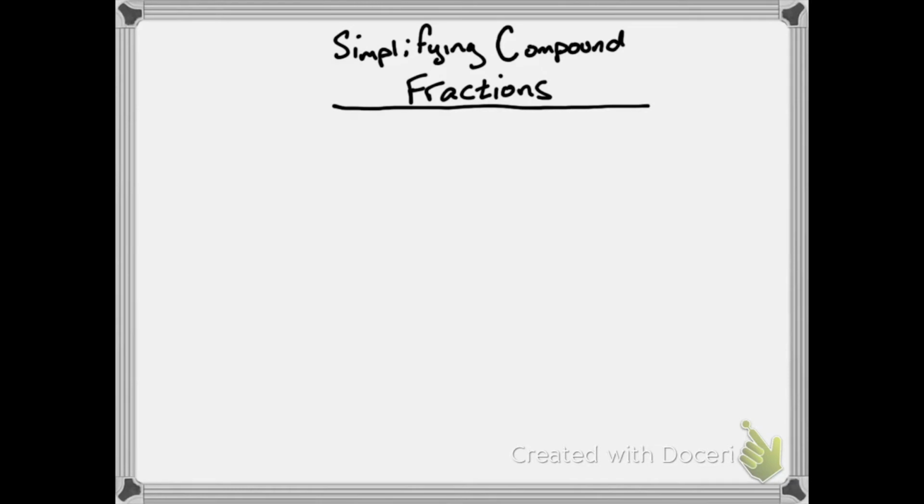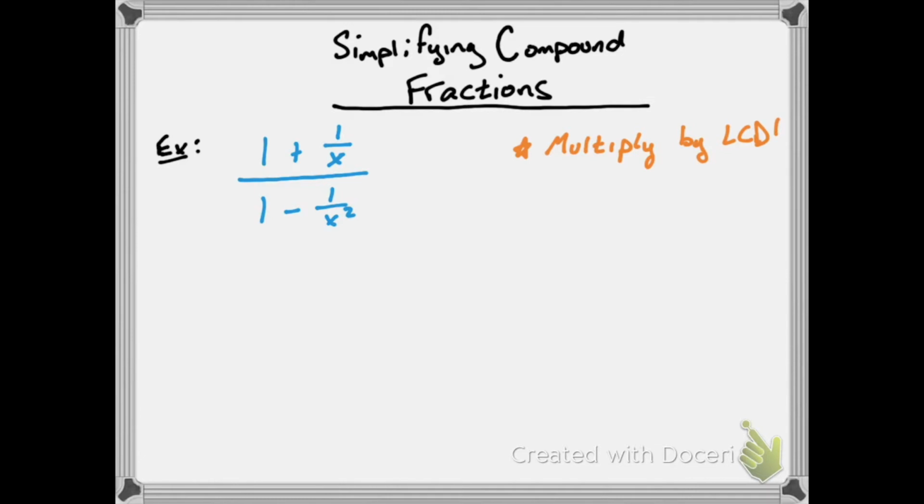Simplifying compound fractions looks more complex than it is. Here's an example: (1 + 1/x) divided by (1 - 1/x²). We're going to find the common denominator and multiply every term, numerator and denominator, by that. In this case, that'll be x². Distribute x² to all the terms.